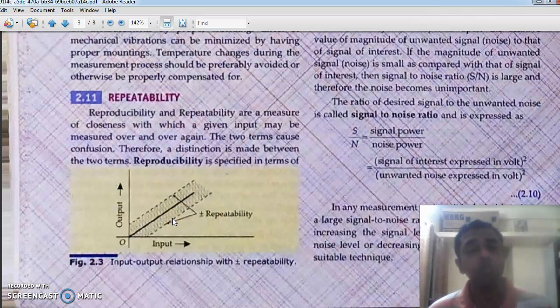So reproducibility or repeatability is an important characteristic, a very desirable characteristic that a measuring device should have: the closeness to the given true value. So it should be in and around a band, a tolerance band.